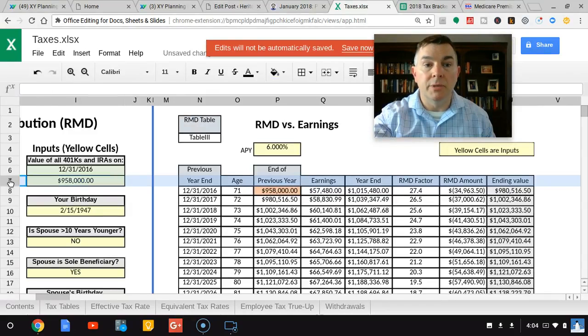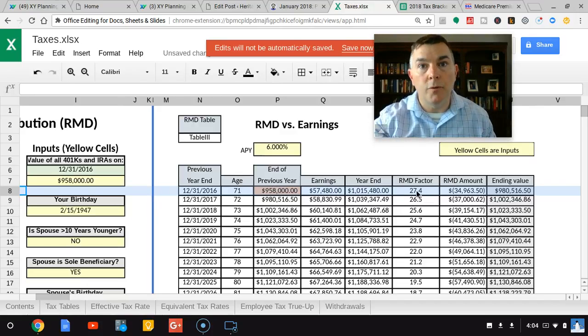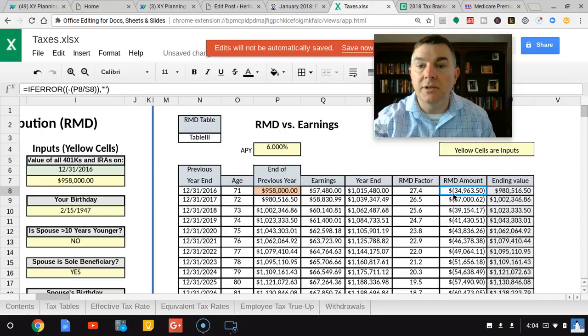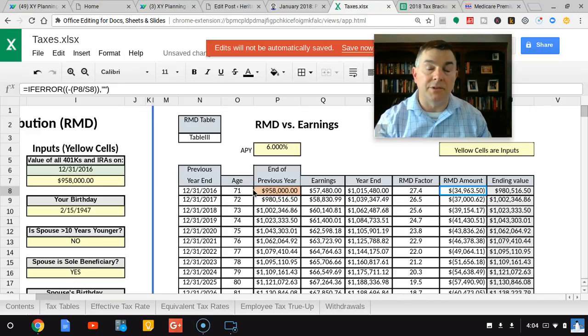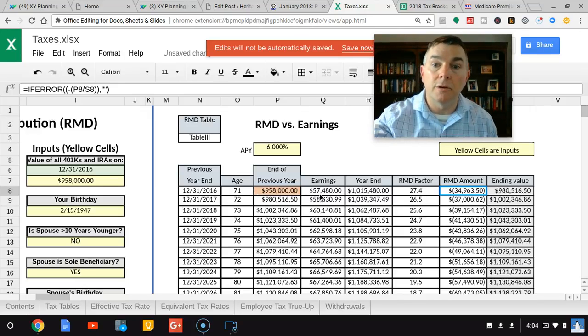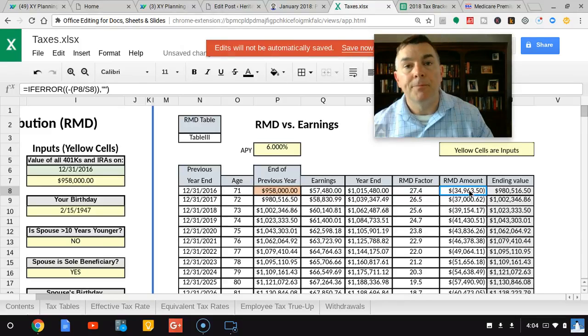So we can just look at Mr. Pistolka's table here, and he did all the grunt work for us. He said at the end of the day, we take the factor of 27.4, divide that into the previous year's balance, and that gives us an RMD amount of $34,963. All right, so again, the RMD factor is what we divide into the previous year's end of year balance, not this year's, and that gives us our RMD. All right, so an RMD of $34,963.